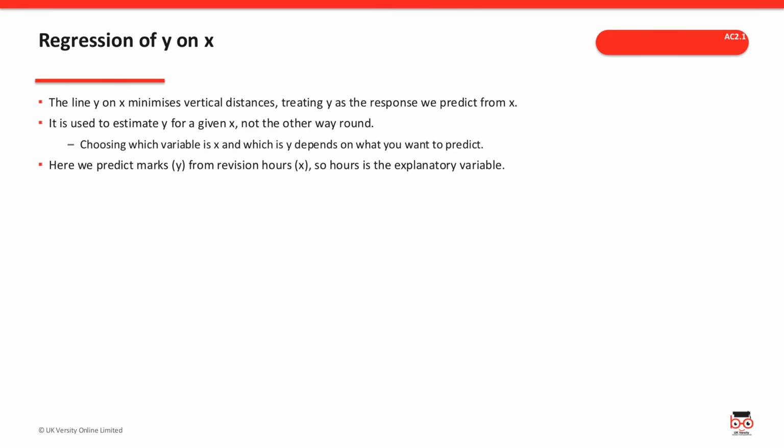One subtlety about which line we're fitting. The regression of y on x minimizes the vertical distances, treating y as the response we want to predict from x, so it's built to estimate y for a given x, not the other way round. Which variable you call x and which you call y depends on what you're trying to predict. Here we're predicting marks from revision hours, so hours is the explanatory variable and marks the response.